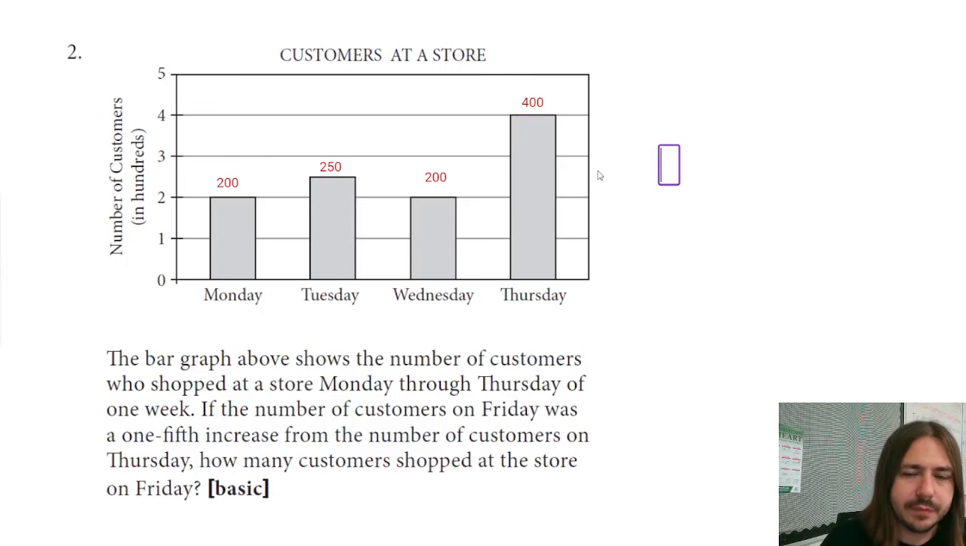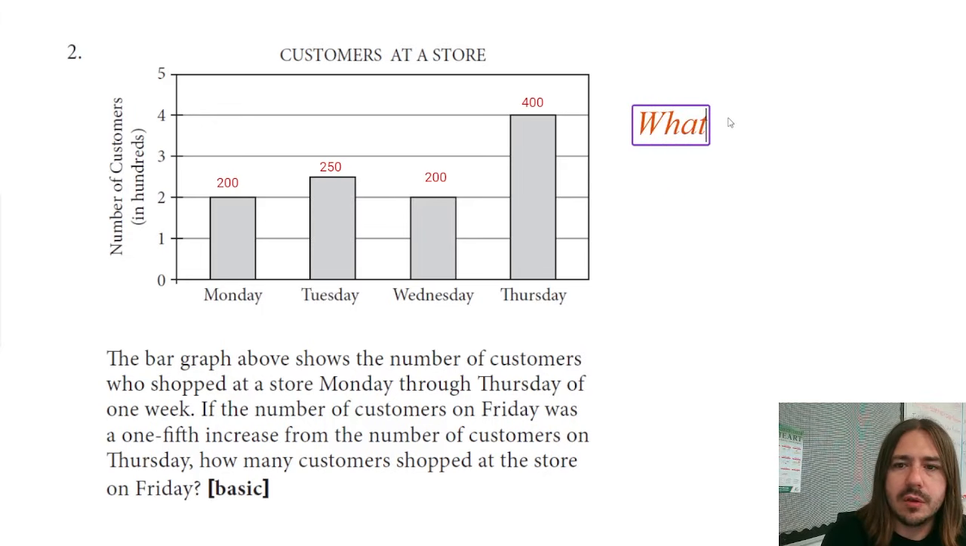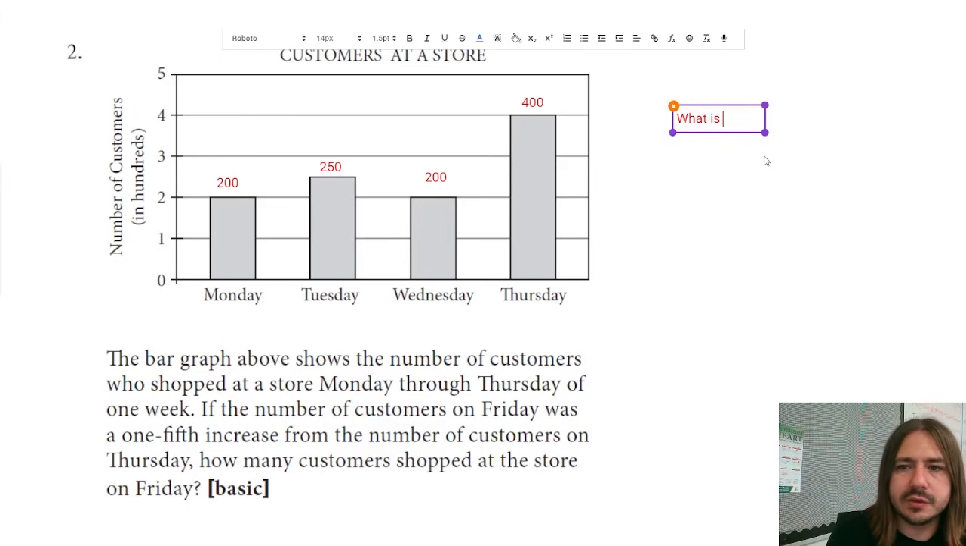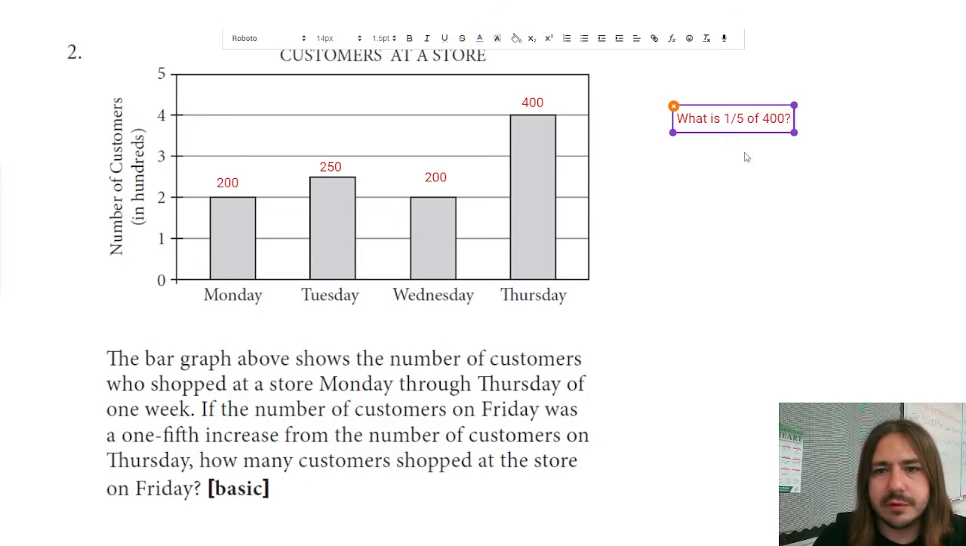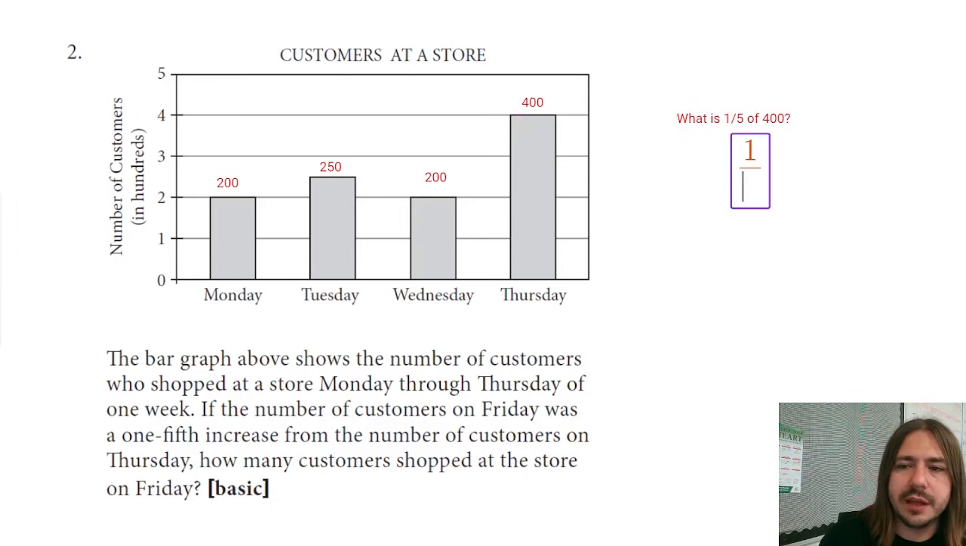So on Friday, we have a 1/5 increase. First, let's figure out what 1/5 of 400 is. Since there's a 1/5 increase, we'll just add that number to 400 and we'll get our answer. To figure out what's 1/5 of 400, we're just going to multiply 1/5 times 400.